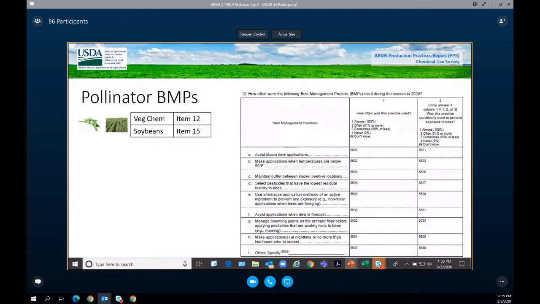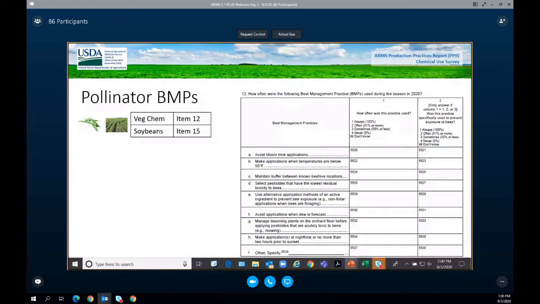So we're going to ask about bloom time applications. Again, for some crops that won't even apply. Asking about making applications below a temperature threshold. In some areas of the country, that's relevant. In some areas, like the South, it never gets below 50 degrees in the growing season. Maintaining buffers between your farm and beehive locations. Selecting low-toxicity pesticides. Maybe considering an alternative application method.